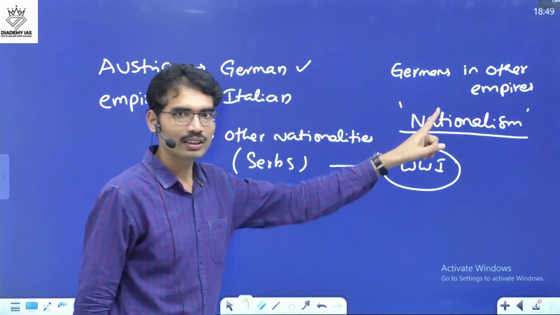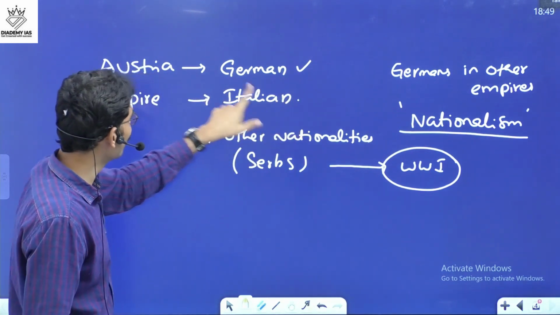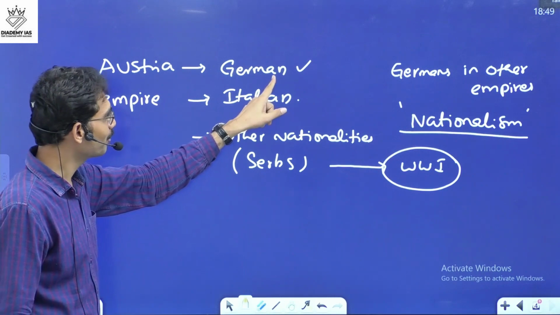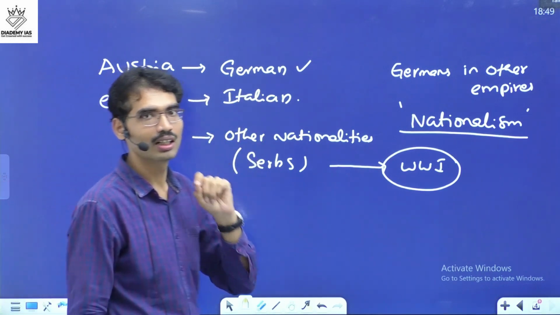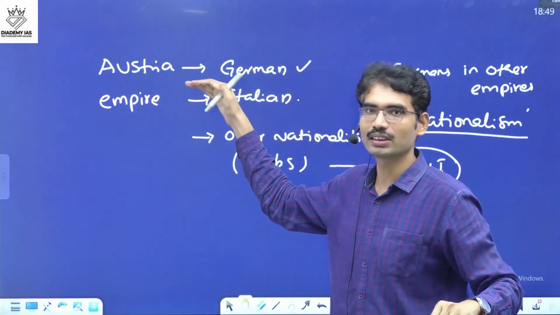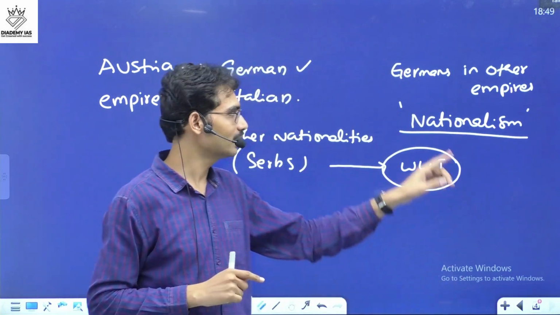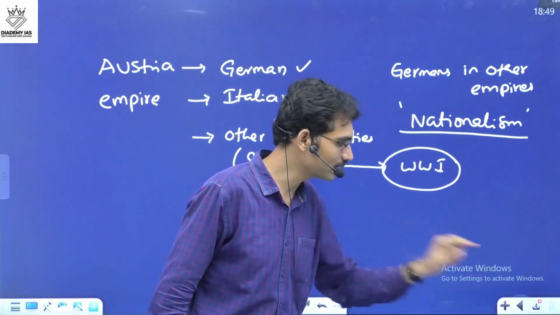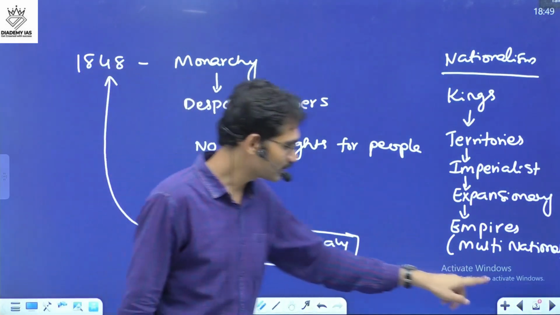And now whenever the French Revolution took place in 1848, Italians revolted against Austria, Germans revolted against Austria, other nationalities revolted against Austria, but Austria was very powerful at that time. They crushed these revolts violently. But the inspiration behind this revolution is nationalism, and another one is more democracy. This is the same reason.